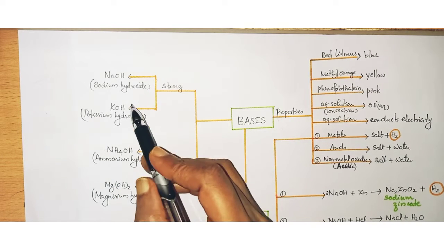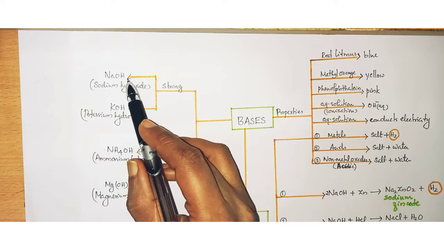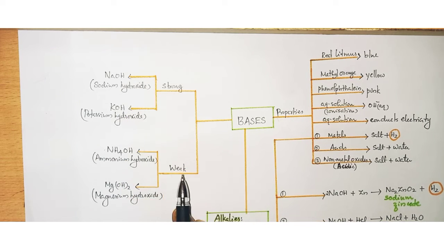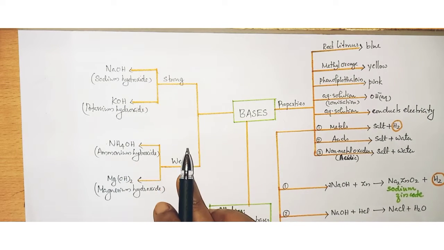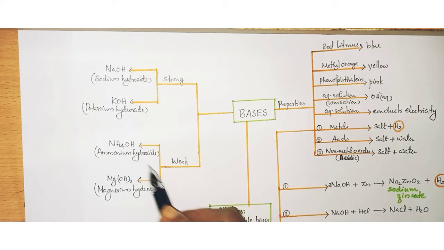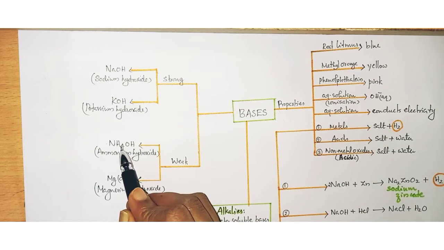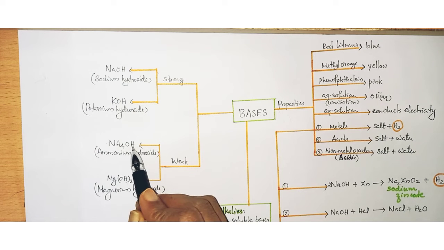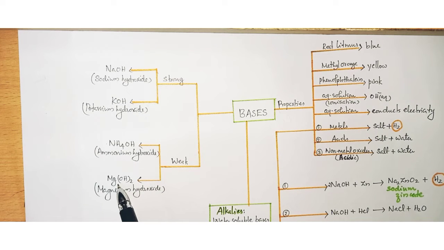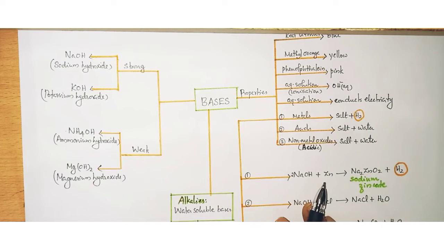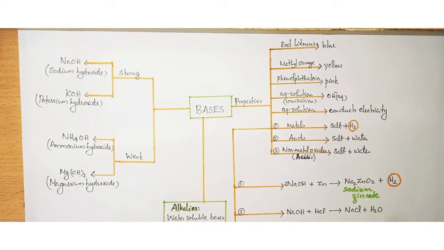So you have to study these examples: NaOH sodium hydroxide, KOH potassium hydroxide. So they are strong bases. Then weak bases: ammonium hydroxide, magnesium hydroxide. So ammonium hydroxide is NH4OH, magnesium hydroxide is Mg(OH)2. So these are examples of weak bases. So this is about bases.